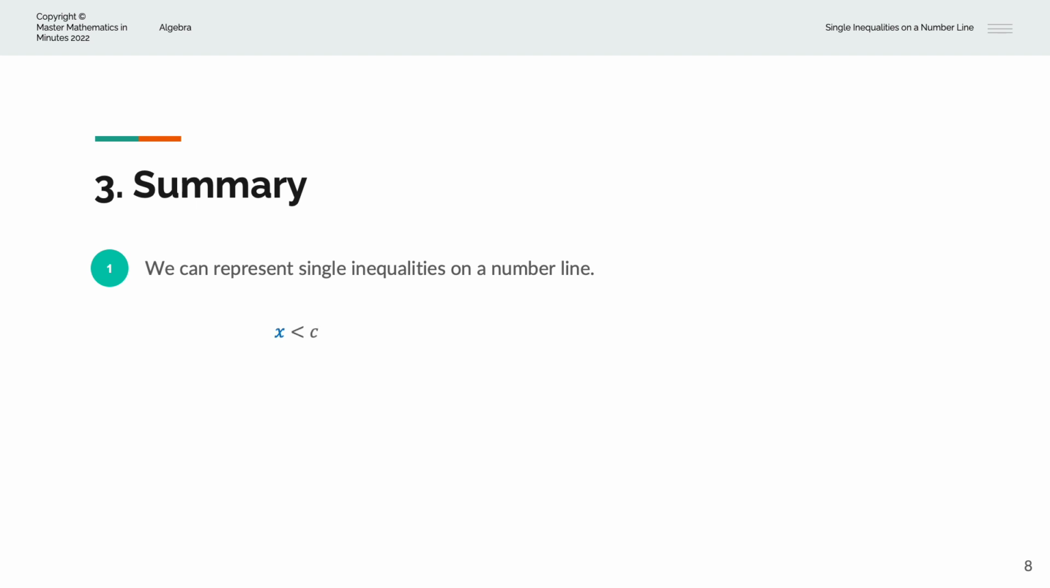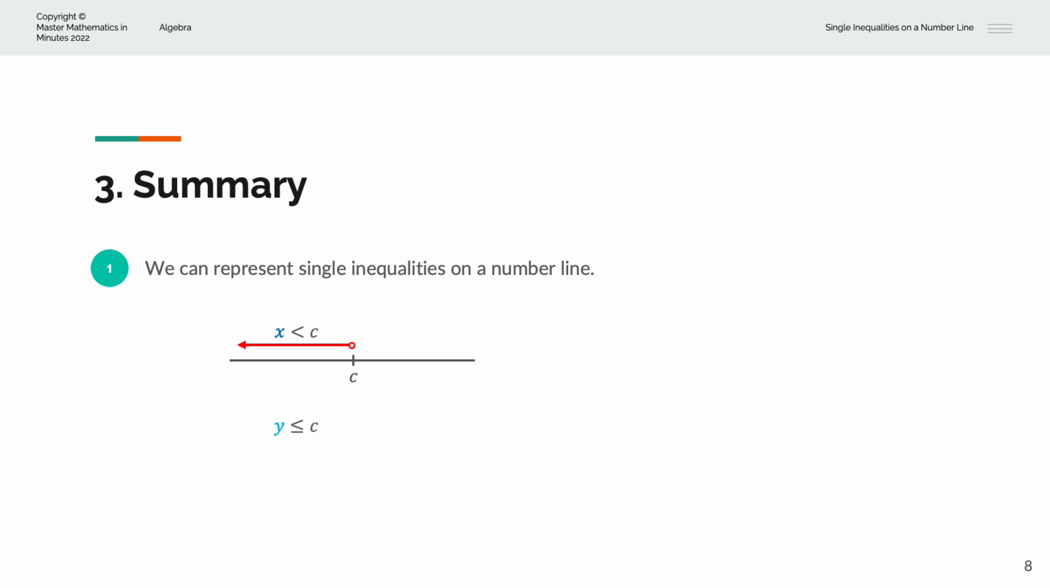To summarize, we can represent single inequalities on a number line. Consider the first example, x less than c. We can label a number line with the constant c. Because the inequality is strictly less than c, we have an unshaded circle. And less than c is where the arrow points towards the left.